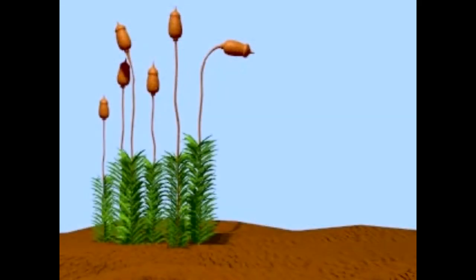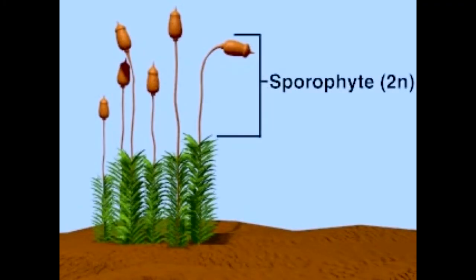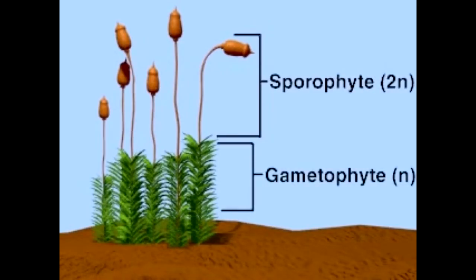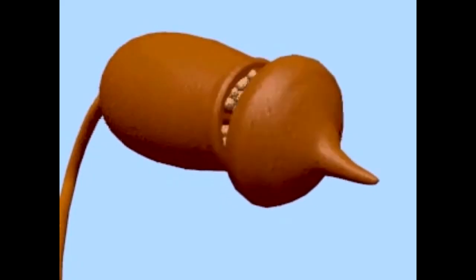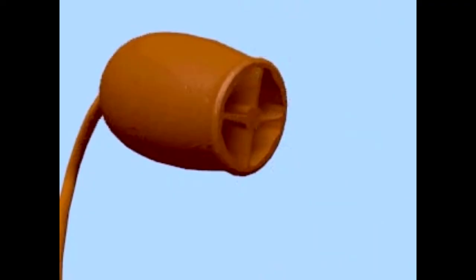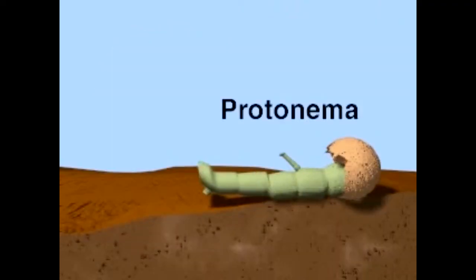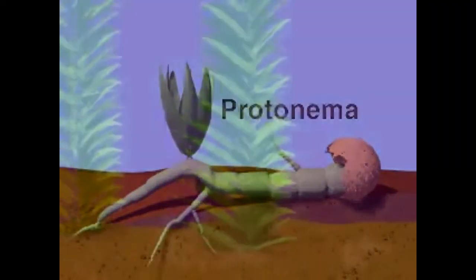Mosses alternate between the haploid gametophyte and the diploid sporophyte during their life cycle. The sporophyte generation in bryophytes develops from the gametophyte. Sporophytes receive much of their nutrition from the gametophyte. Spores are produced by meiosis in the capsule of the sporophyte. The spore capsule ripens, bursts, and releases the spores. A spore germinates to form a protonema.